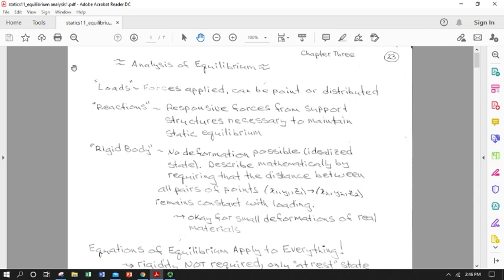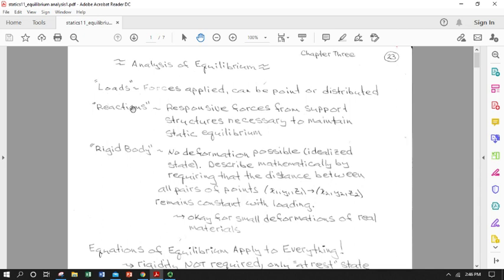So we're going to start out with a few more definitions. Some of these we've worked with in the past, but we're going to formally define them and then use their full definition to our advantage in analysis. So we start with loads. Loads are applied forces, and this encompasses both a point force, like a contact point load, or a distributed load like gravity or pressure.